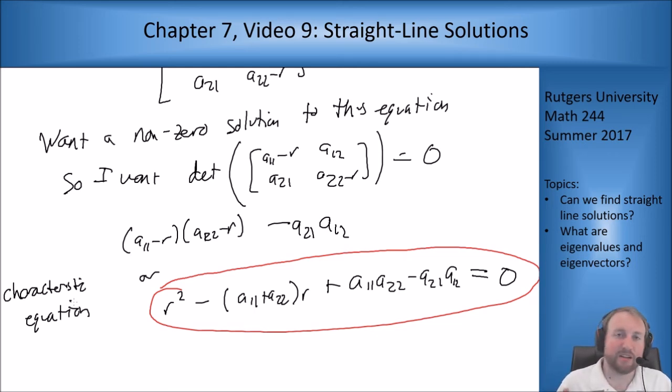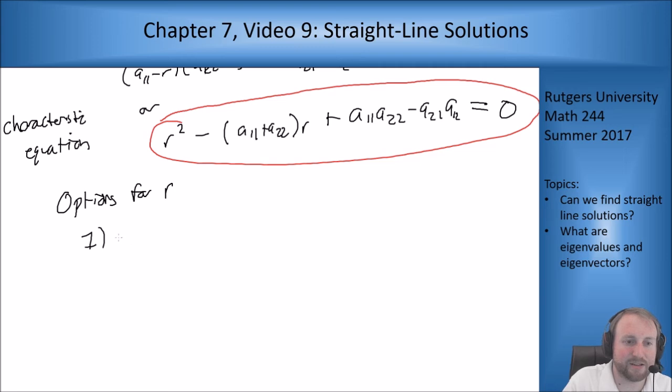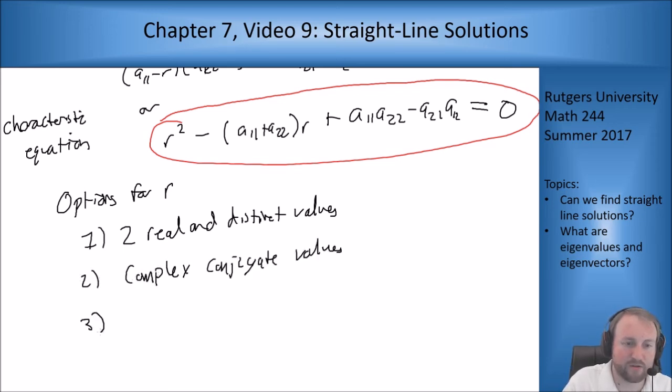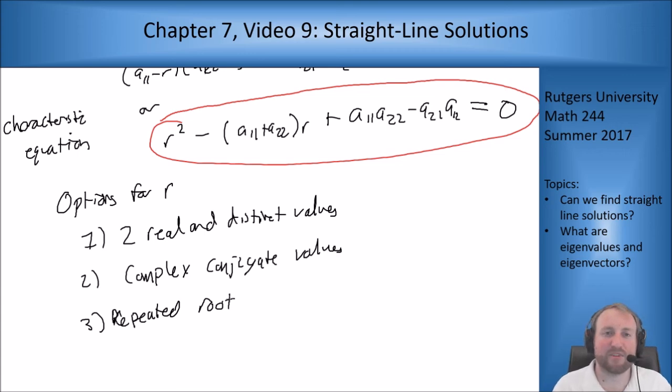So this gives me two values for r. Again, there are three cases for what these two values can be, because it's a quadratic equation. Option 1 is two real and distinct values. Option 2 is complex conjugate values. And option 3 is a repeated root. Over the next couple sections, we're going to be handling how to solve it in all these different cases. So this will be 7.5, this will be 7.6, and this will be 7.8.